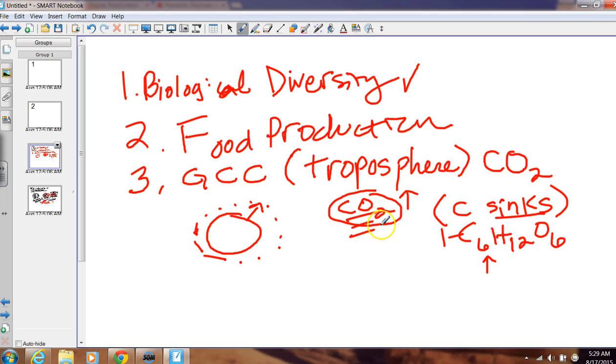So since the start of the Industrial Revolution, we've burned fossil fuels, and that has caused an increase in carbon dioxide in the atmosphere, coupled with the fact that we are cutting down trees. And so deforestation leads to fewer carbon sinks, which leads to a net increase in carbon dioxide in the atmosphere.